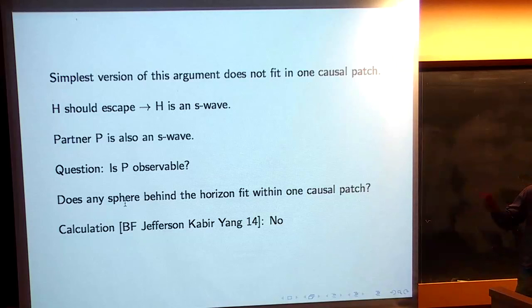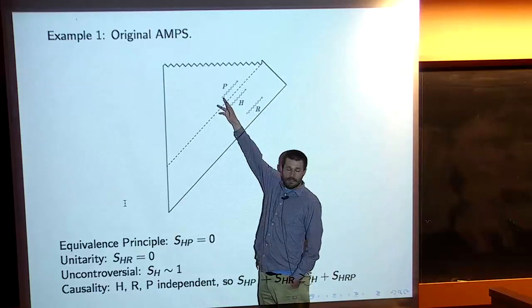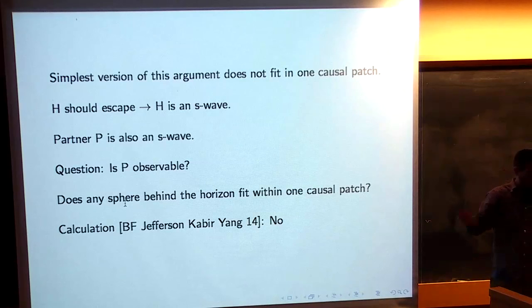So now, the question I want to ask is whether this mode P, once I think about the angular direction, can I fit a sphere behind the horizon within one causal patch? Okay, so this is some geometry question. And I calculated this together with Robert Jefferson, Lawrence Kabir and Yisheng Yang. And what we found is that it doesn't fit.